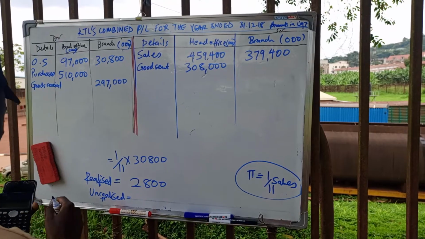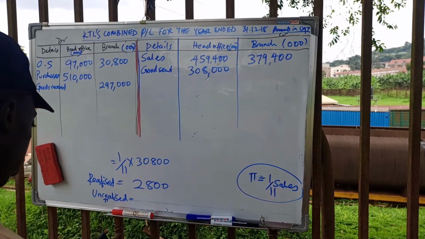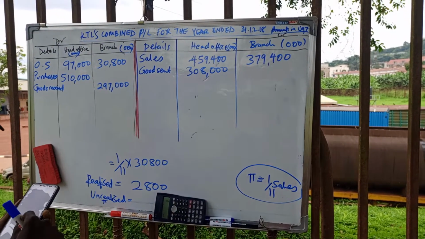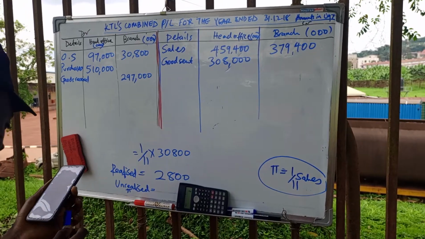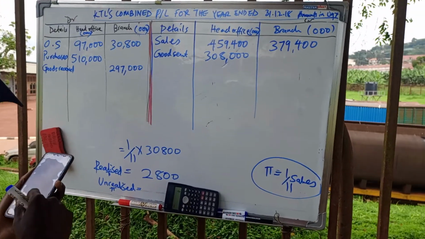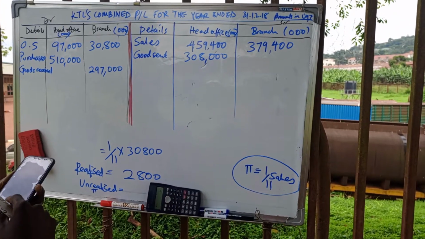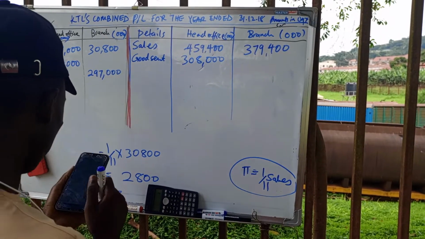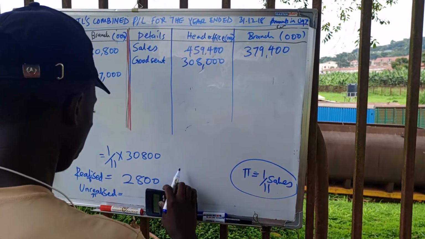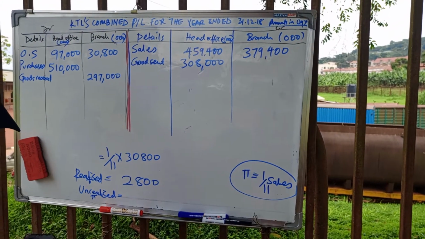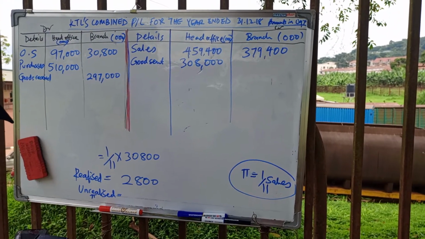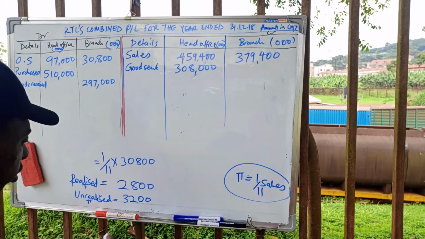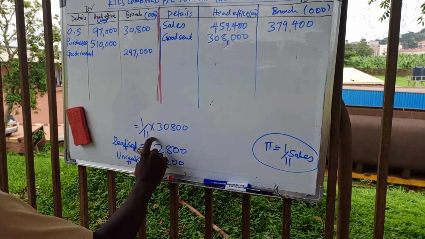So I go to unrealized profit. I check the closing inventory at the branch. In my question, at the branch, I'm having closing inventory as 35,200,000. When you check the additional information, it is 35,200,000. So you check 1 divided by 11 times 35,200,000, the closing inventory at the branch. So it is 3,200. So we have computed those profit elements on the inventory at the branch.